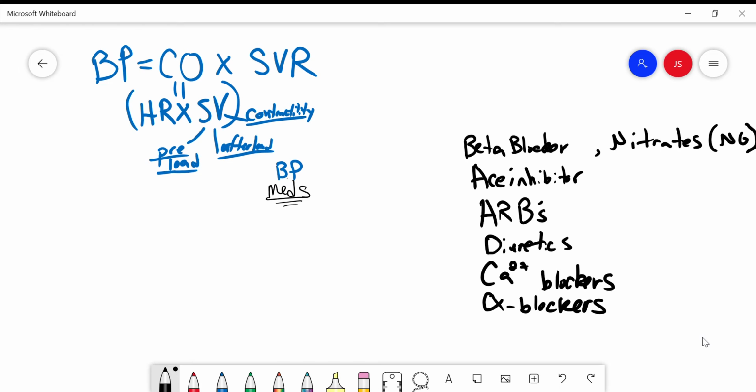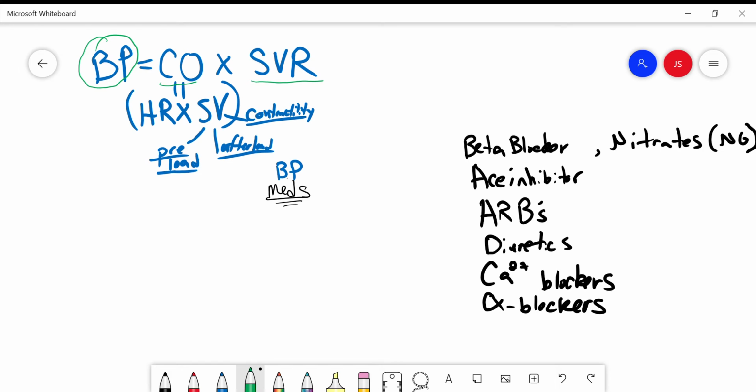Hopefully it is a short but informative video on blood pressure and the medications that affect blood pressure, using this amazing formula conceptually. I'd like to show you how we can consider a certain medication and look at this equation to determine how it affects the blood pressure. So we know that the blood pressure is equal to the cardiac output times the systemic vascular resistance.